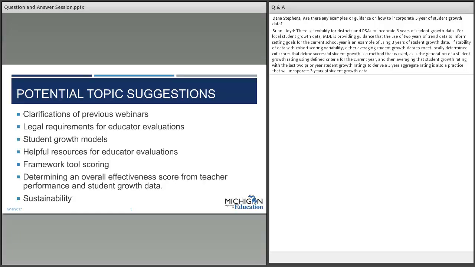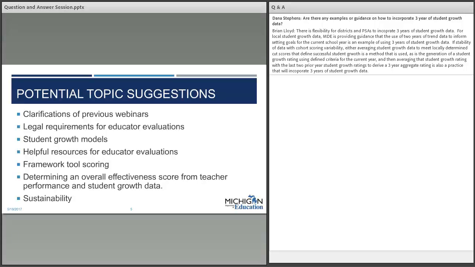Another possible and maybe simpler method could be to calculate student growth ratings using a single year of growth and defining criteria for student growth over that single year. Derive a single year student growth rating score and then aggregate those rating scores by averaging them with the previous 2 years' student growth ratings. So if you had a 2, a 4, and a 3, you would average those 3 scores to calculate a 3.